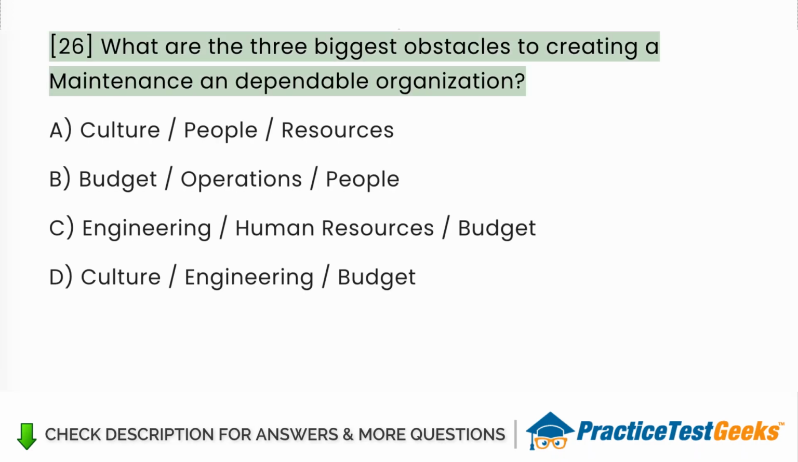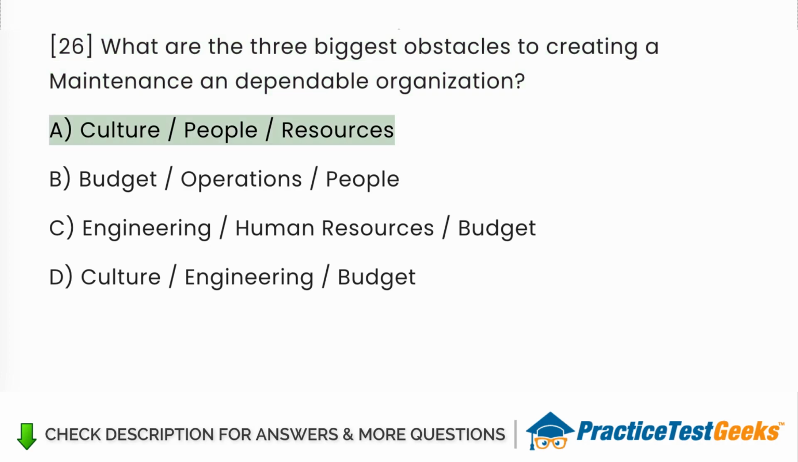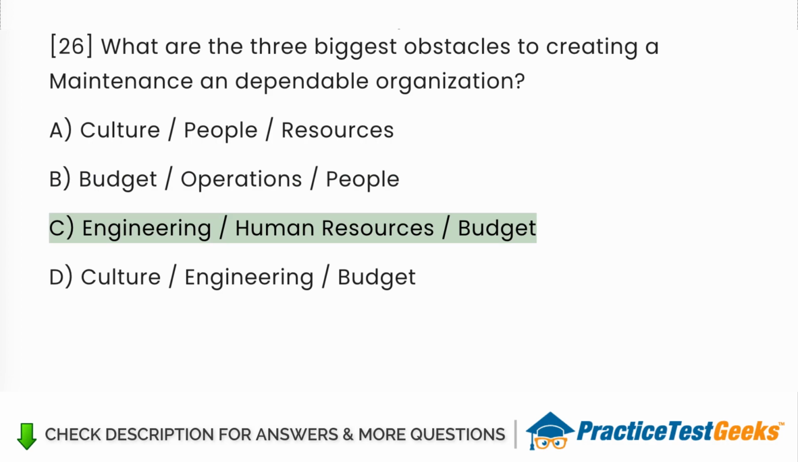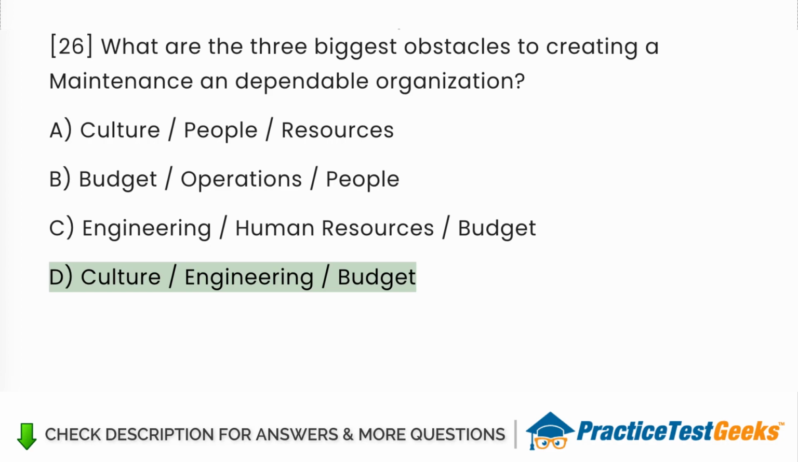What are the 3 biggest obstacles to creating a maintenance and dependable organization? A. Culture, people, resources. B. Budget, operations, people. C. Engineering, human resources, budget. D. Culture, engineering, budget.